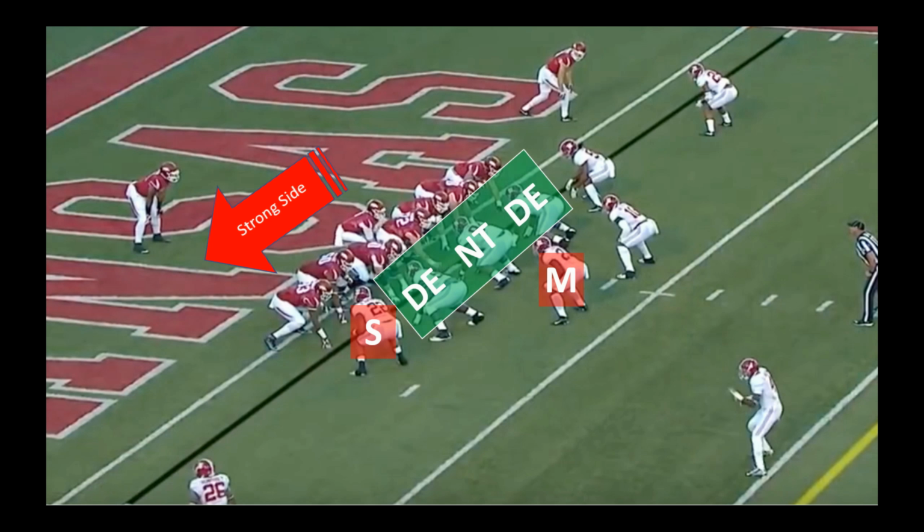We'll abbreviate that with an M. Our Will, our weak side linebacker, is here. We'll abbreviate that with a W. And our Jack linebacker is here, and we'll abbreviate that with a J. We also have a cornerback on the near side, another cornerback on the far side. We have a strong safety, and then again, our free safety is just outside of the picture.